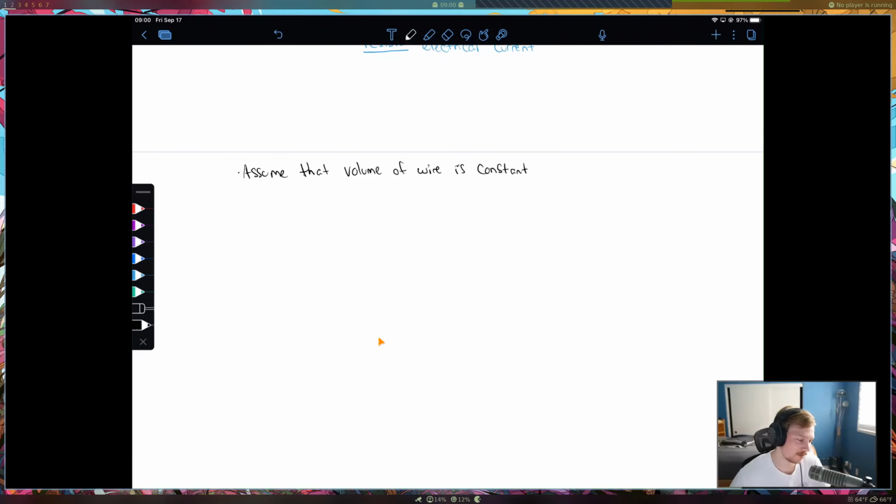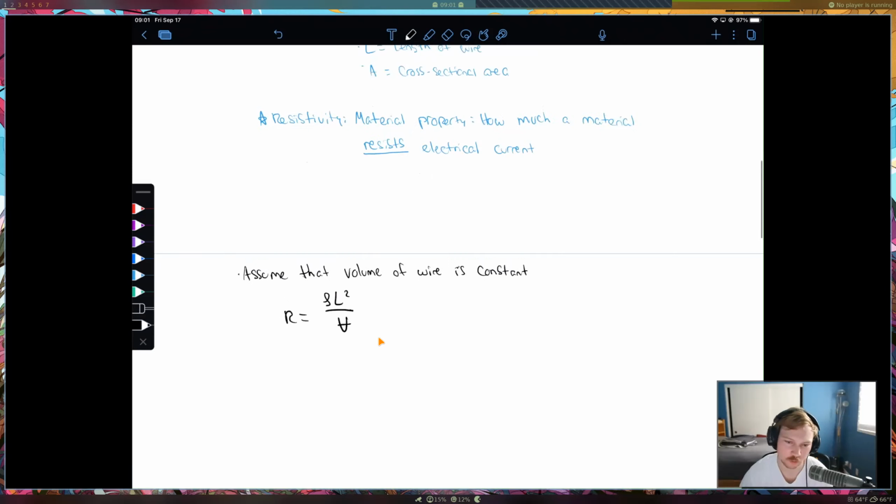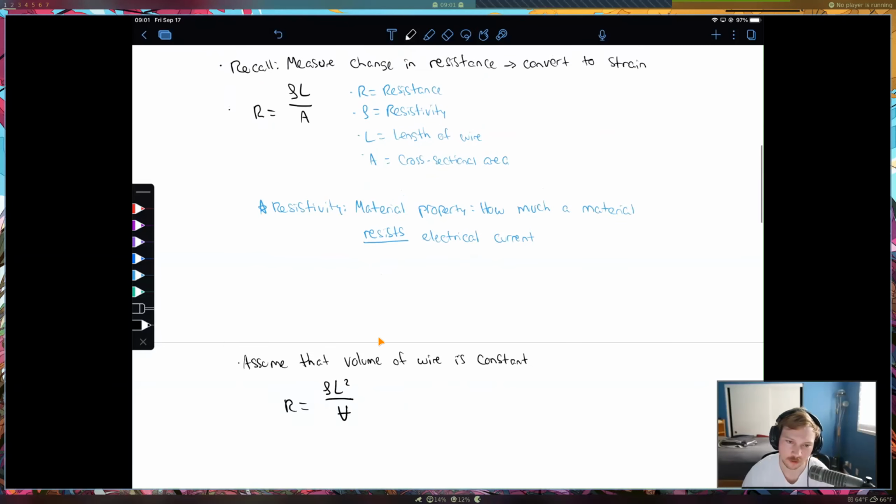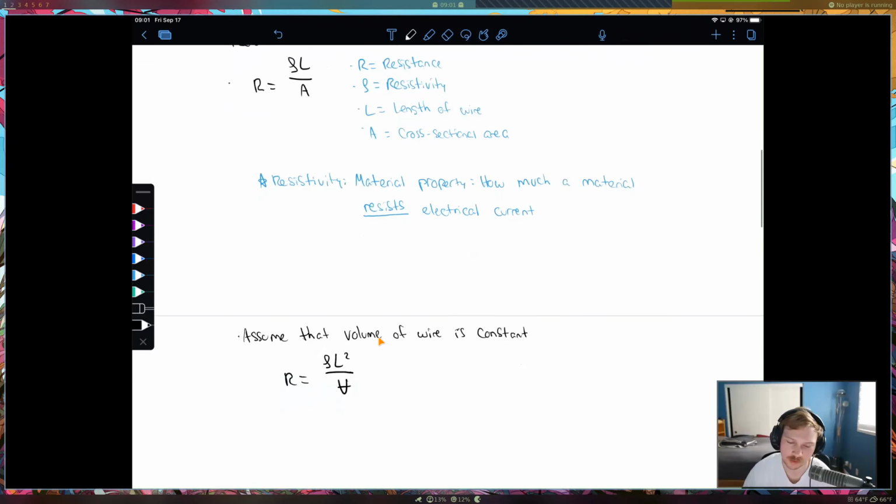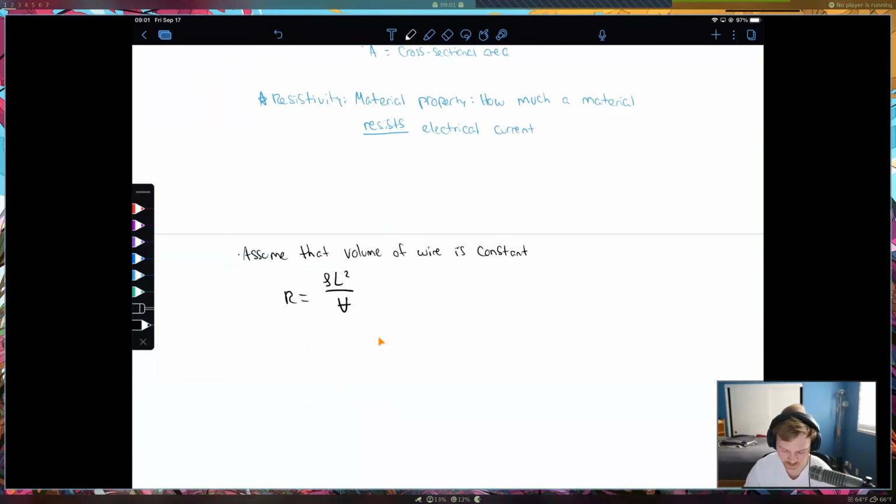So that's the assumption. So let's rewrite this now, where resistance is going to be equal to rho, the resistivity, multiplied by our length squared, and then all over our volume. So now this is rewritten. So instead of having two variables that are changing, which up top there is the length and the area, now we only have one variable that's changing, just the length, because we said that the volume is constant.